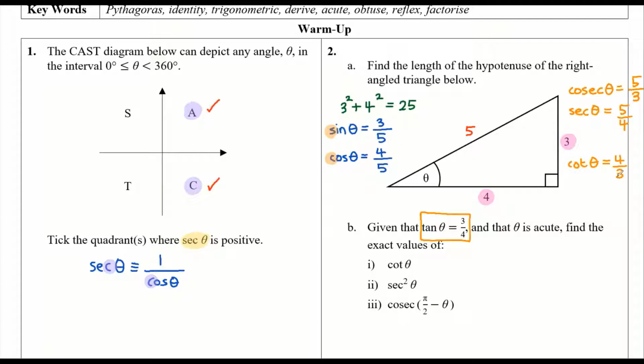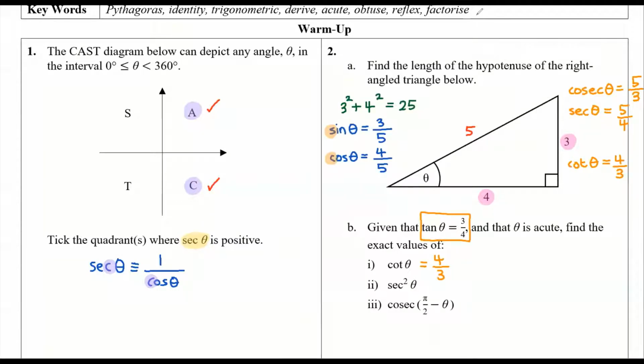Right, so loads of information in that right angle triangle. And we've also managed to identify the first answer, B part I. So we know that cot theta is, of course, 4 over 3. Now, for sec squared theta, we can just take the value of sec theta and square it, which is essentially what sec squared means, isn't it?